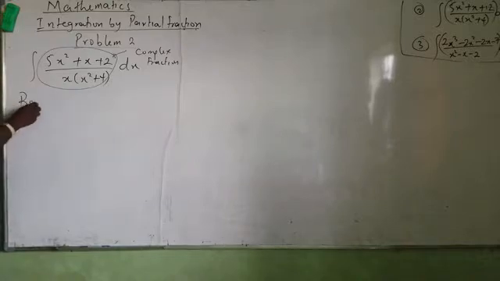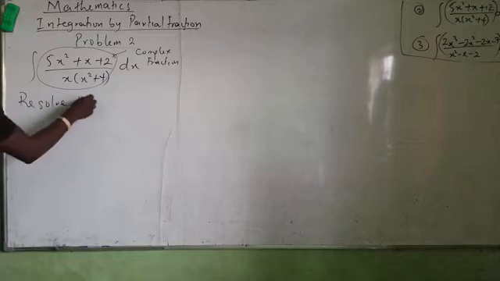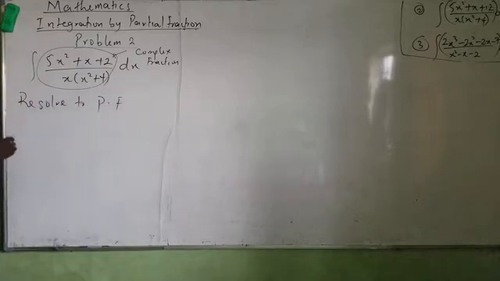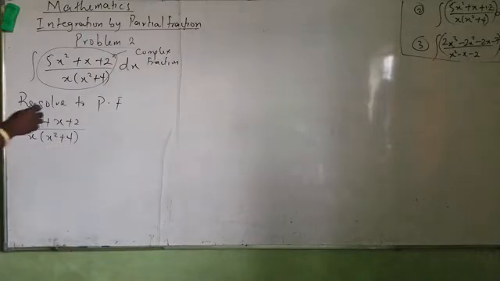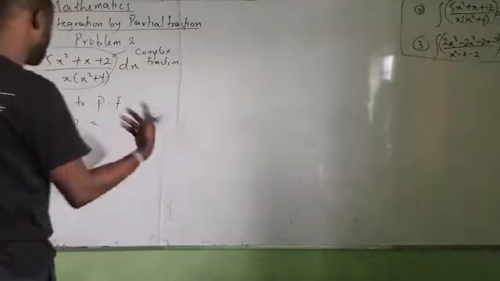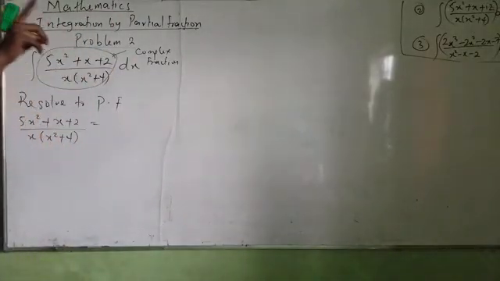Resolve to partial fractions. Now I have 5x squared plus x plus 2, all divided by x bracket of x squared plus 4. How do I solve this? First thing you check when you are solving partial fractions is the condition. The numerator is a polynomial of degree 2, and the denominator is cubic, so you are good to go. But if the case is not so, you must resolve to polynomial long division.